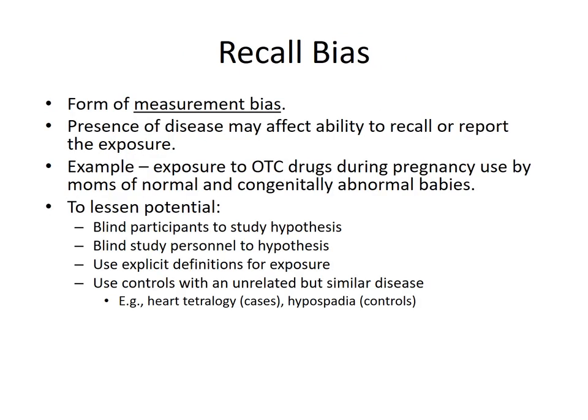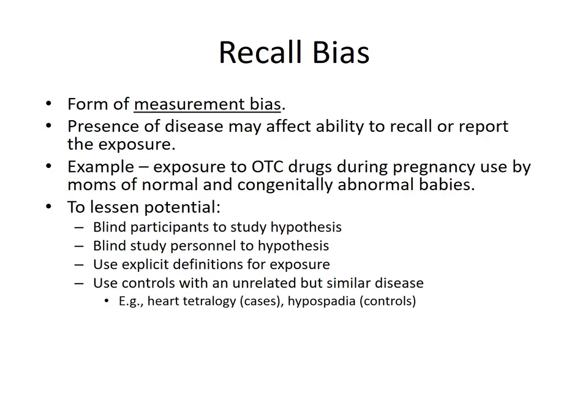One of the most important challenges we face in case control studies is recall bias. It's a form of measurement bias. Presence of disease may affect the ability to recall or report the exposure. Example: exposure to OTC drugs during pregnancy, as reported by moms of normal babies and babies with congenital abnormalities. The mother who has a congenitally abnormal baby will be more likely to remember her previous OTC exposure compared to the mother who has a normal baby.